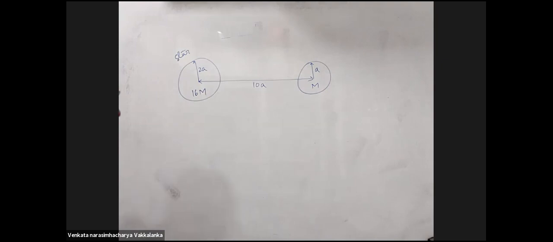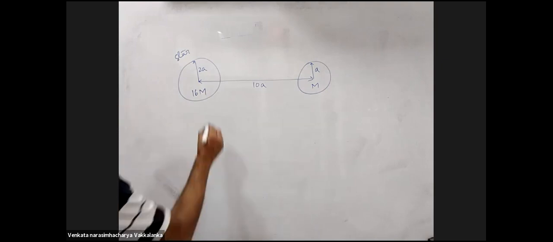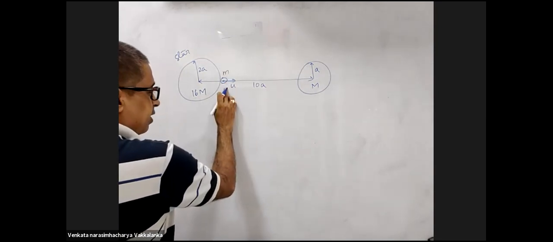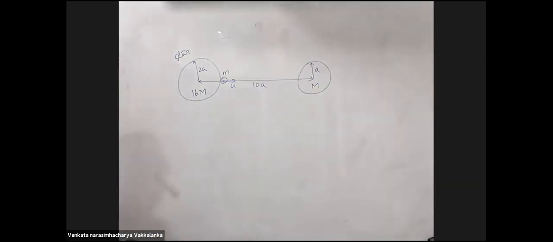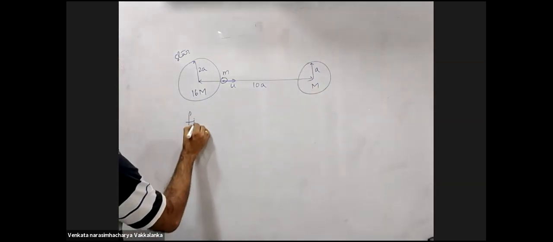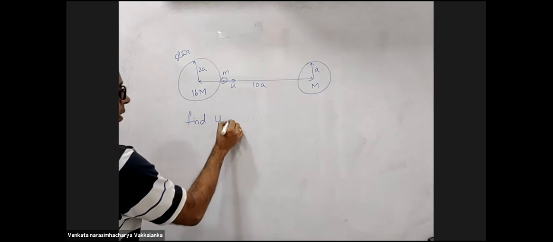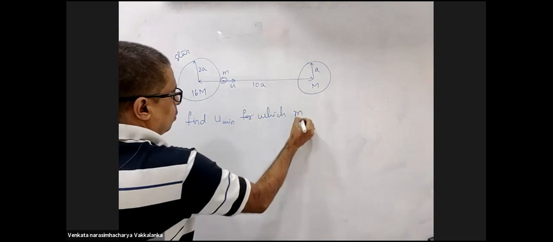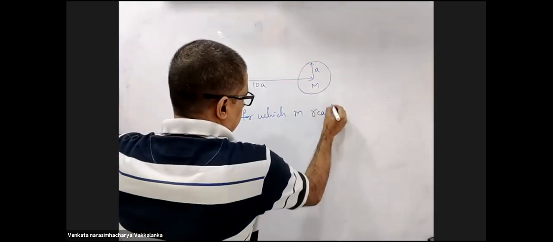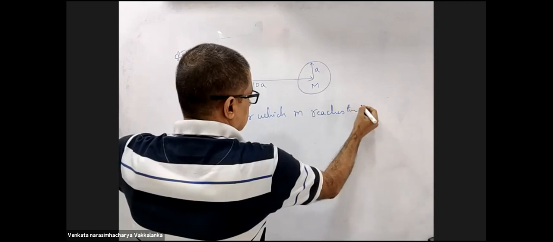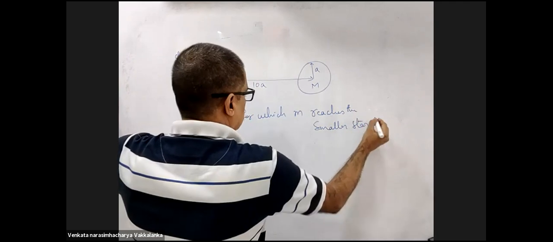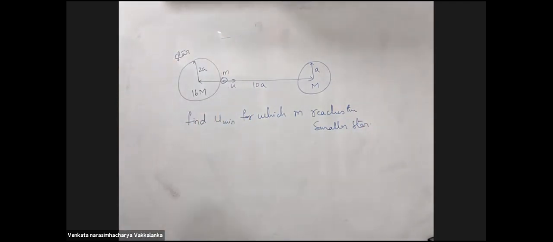A point mass of small m needs to be fired in such a way that it reaches the smaller star. Find u minimum for which small m reaches the smaller star.